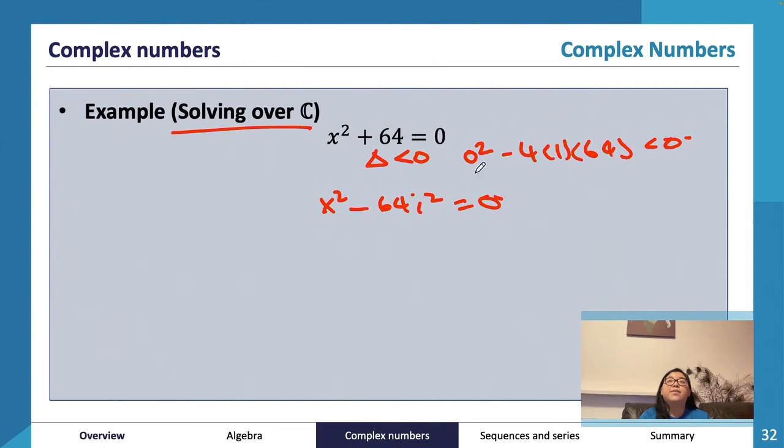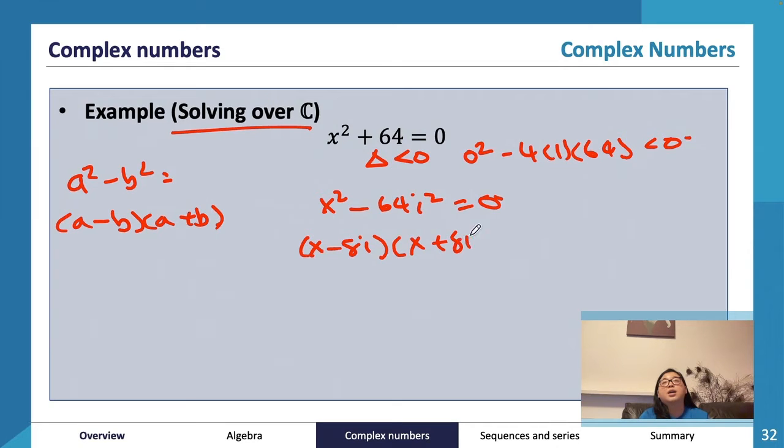So now that we have it in this form, we can apply the difference of perfect squares, a² - b² is equivalent to (a - b)(a + b). So we can go here: (x - 8i)(x + 8i) is equivalent to 0. Therefore we will get that x will equal 8i, or x will equal negative 8i as our solutions. That's just how you do it. That's all you need to do. So just make sure that they're asking you to solve over complex numbers rather than just the real numbers.